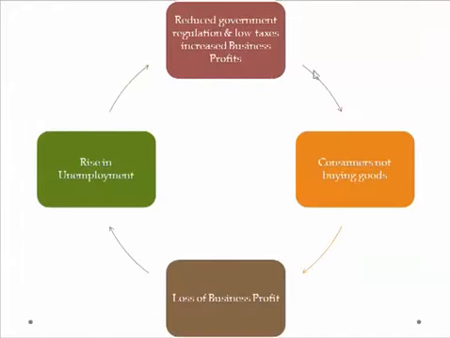And here's a different view of it. Reduced government regulation, low taxes, business profits, consumers not buying goods because their wages were not increased, loss of business profits, rise in unemployment, the cycle. Okay. So that's overproduction and underconsumption. While they were causes of the Great Depression, speculation in stocks was another cause.